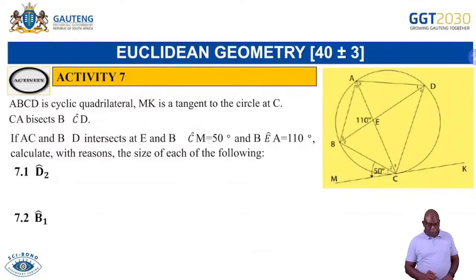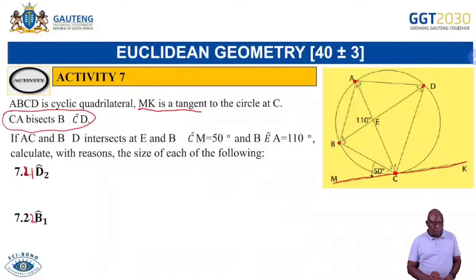Okay, this is 7.2.1, sorry, 7.2. Okay, now here you are given that ABCD is a cyclic quad. So I know that those points are on the circle, so they're cyclic. MK is a tangent, so this whole line MCK is a tangent, and it touches the circle at C. Very, very important information here. CA bisects BCD. So meaning that this angle here and that angle are equal because they are bisected. That angle is bisected. So D2, how am I going to get D2?